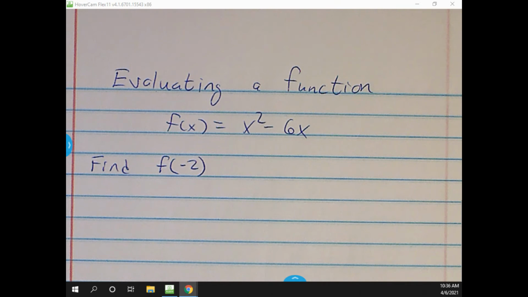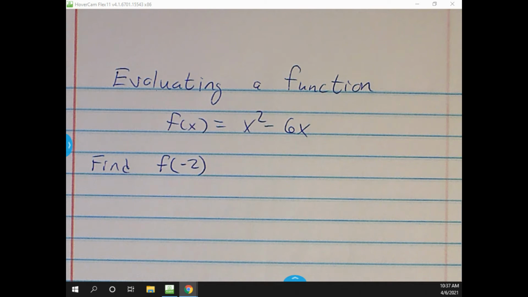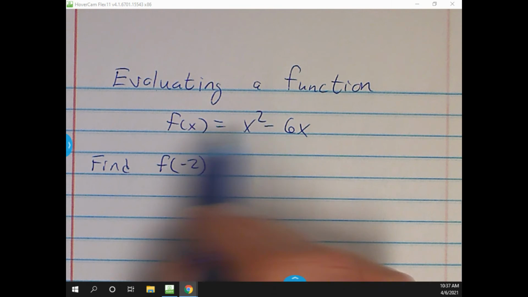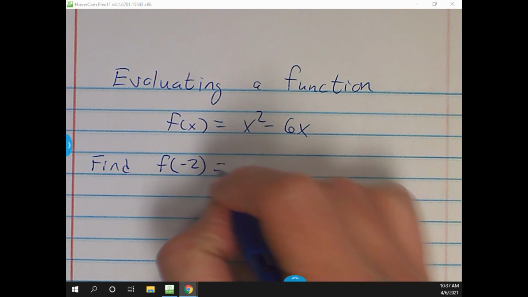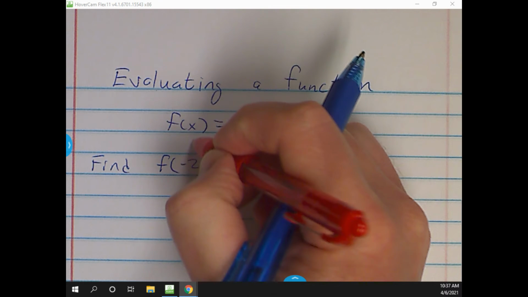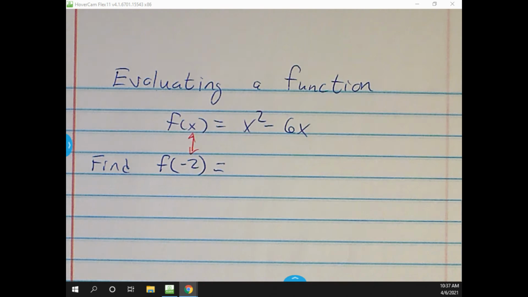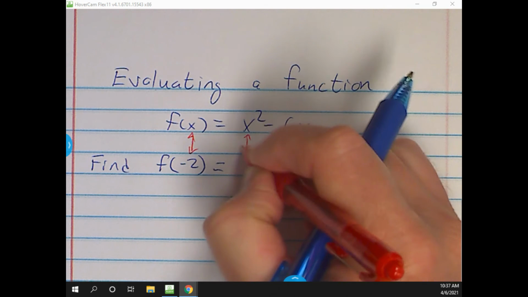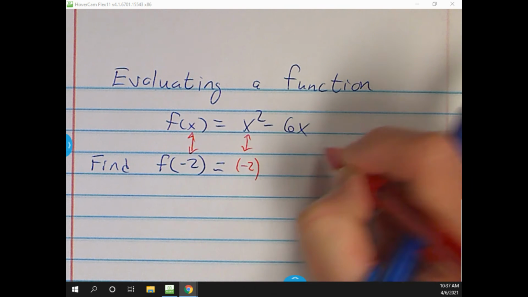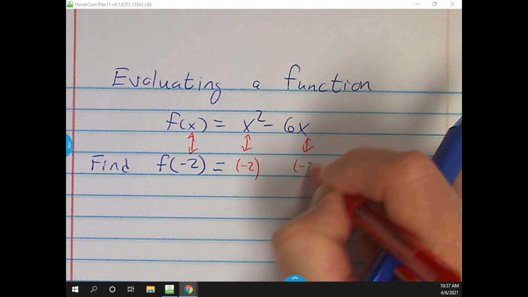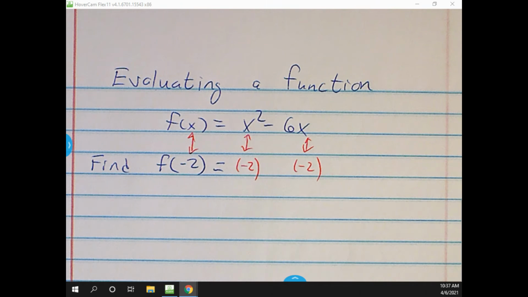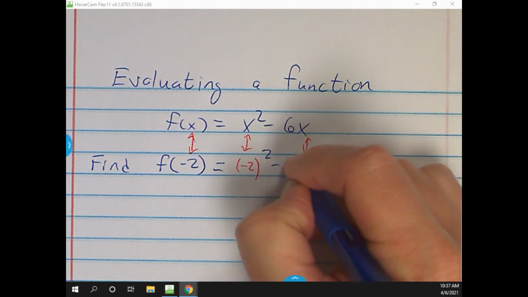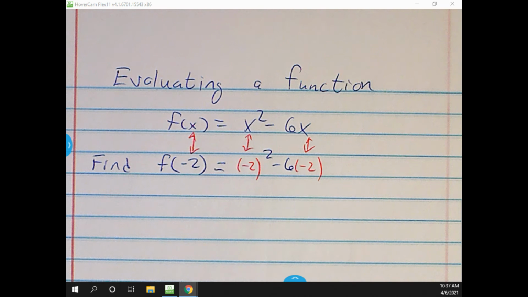So anyway, we'll do this just for practice, just to make sure everybody had it. If you're given a function and they tell you to find a number, then all you're going to do is take the function that you have here, and everywhere you have that variable, you take out that variable and put that number in its place. So for this one, you would take out the x and plug in negative 2. Everything else around that, the squared and the minus 6, all stays just like it is.